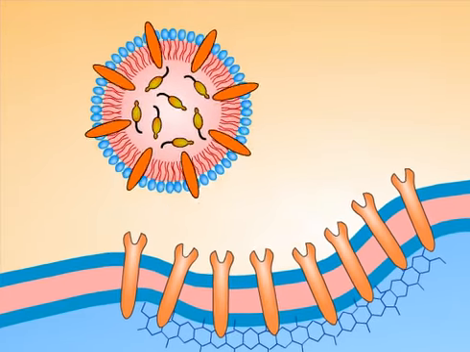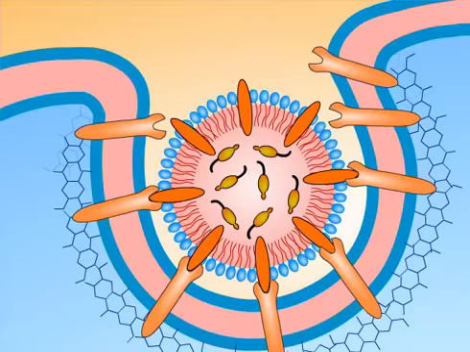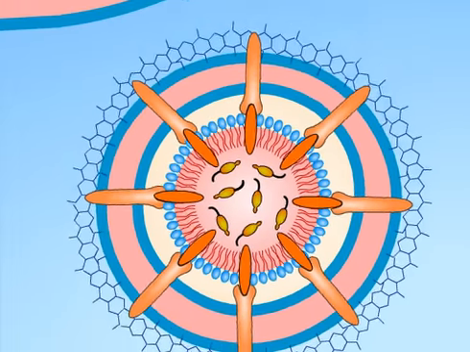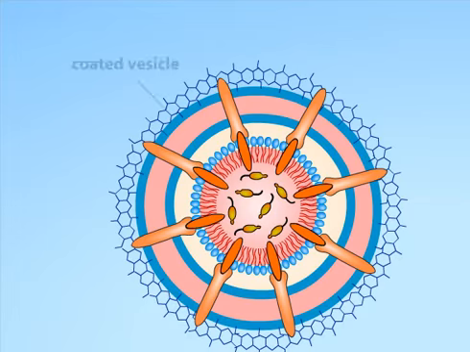The receptors in the coated pit bind to the ApoB proteins on the LDL particle. The pit is reinforced by a lattice-like network of proteins called clathrin. Additional clathrin molecules then add to the lattice, which eventually pinches off a part of the membrane. This internalized vesicle is referred to as a coating.